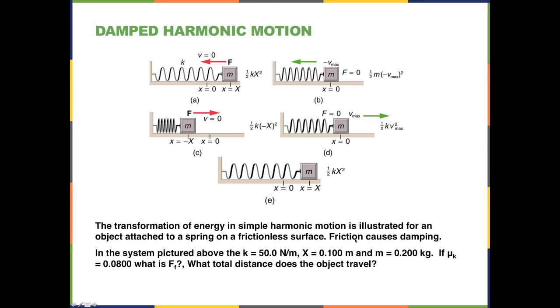So let's say that we have this system pictured above, that k is equal to 50 newtons per meter. The amplitude is 0.1 and the mass is 0.2 kilograms. If mu kinetic is 0.08, what is the force of friction? And then what is the total distance that the object will travel?